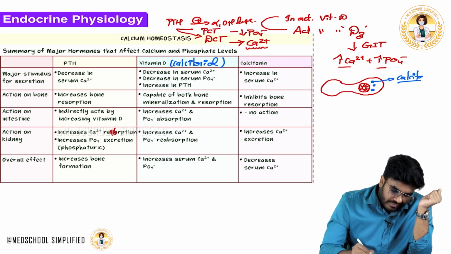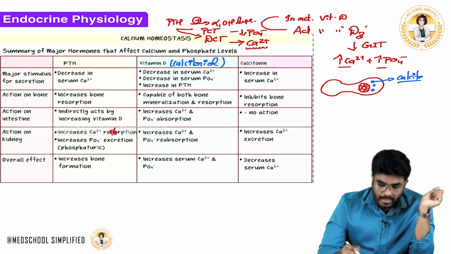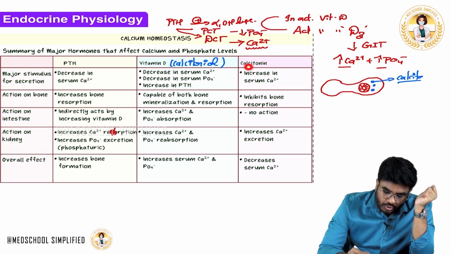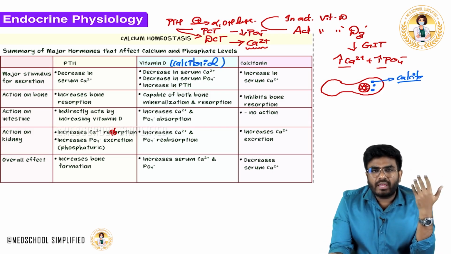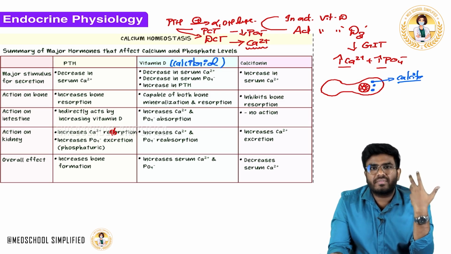Next, what is the action of calcitonin on the intestine? Calcitonin does not have any action on the intestine. Now, what is calcitonin going to do to the kidney? In the kidney, it increases calcium excretion. When you have enough calcium, what is the need of further calcium in the body? What is the need of further reabsorption of calcium in the kidneys? No, you already have an excessive amount of calcium.